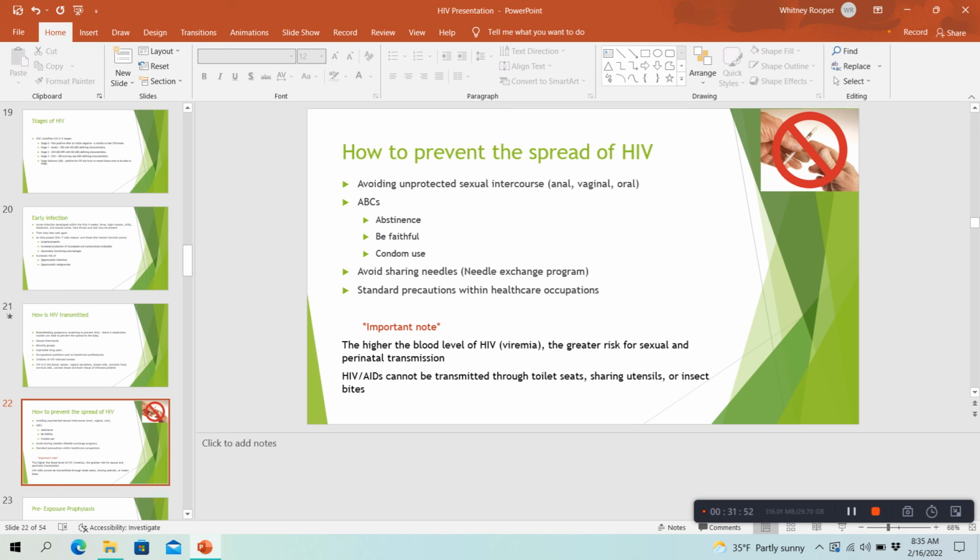Avoid sharing needles. I'm pretty sure they still have a needle exchange program out there, so we can educate patients on these kinds of things. And then standard precautions with healthcare. What does that mean? What are standard precautions?